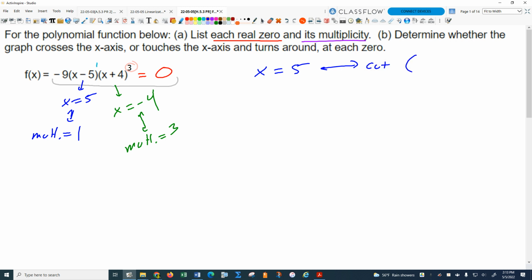Okay, and so this one's going to cut. And we could even be more specific. It's going to cut like a what? Like a knife? It's going to cut like whatever the multiplicity is, it's going to look when it crosses the x-axis like the parent function for that power of x, right? Well, x minus 5 to the 1, that's linear, right? So it's going to cut like a line.